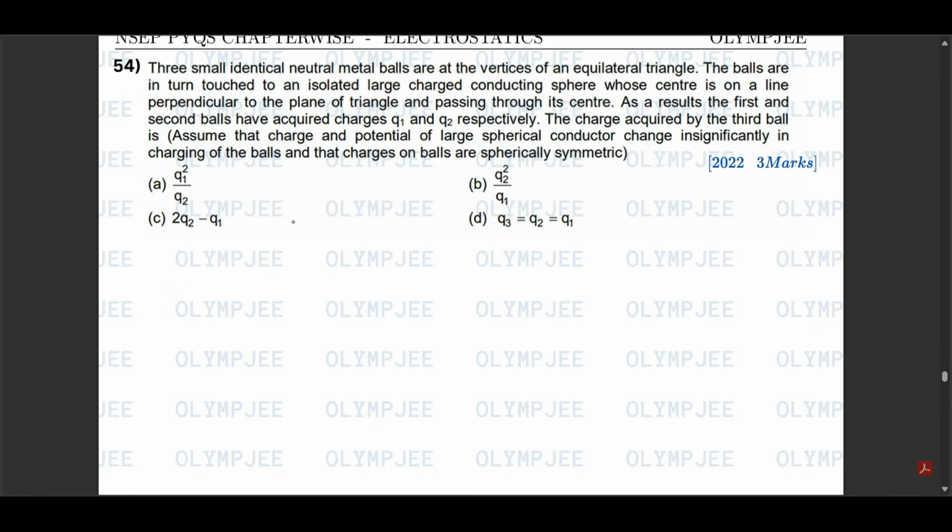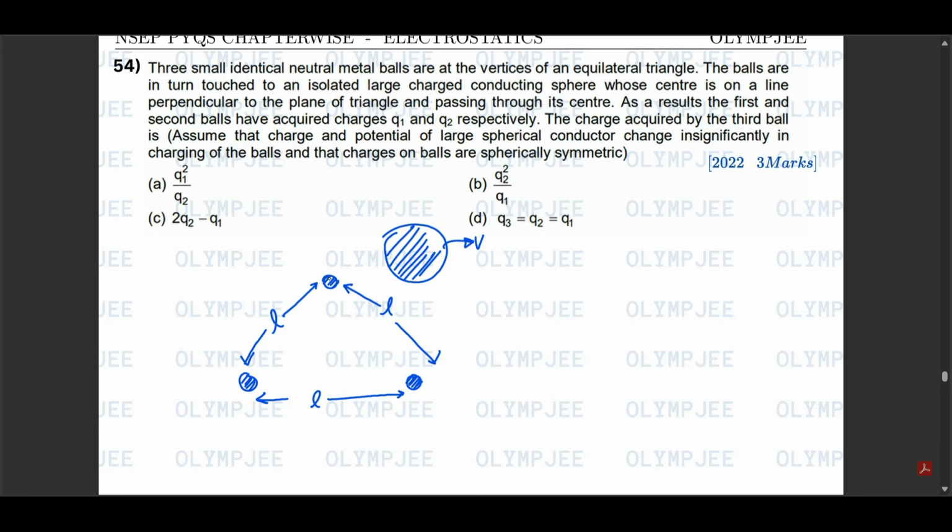So there are three neutral metal balls which are at the vertices of an equilateral triangle, and assume that the sides of the equilateral triangle are L. And a large metal ball is here and it is at a constant potential, so I am assuming the potential to be V. And okay, so when this is made to touch the large conducting ball, then the surface of both the balls should have equal potential, right?